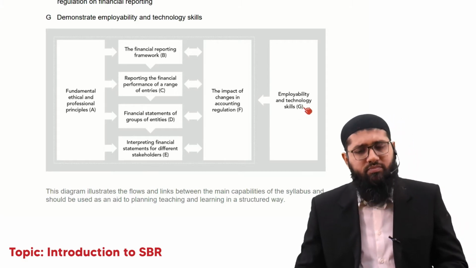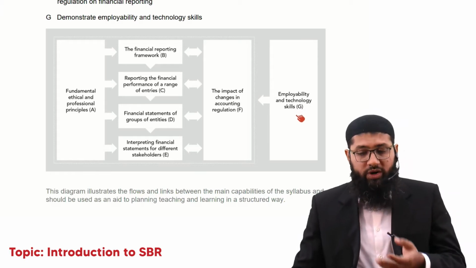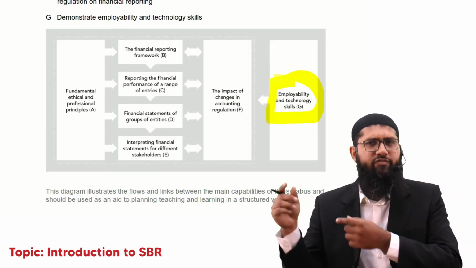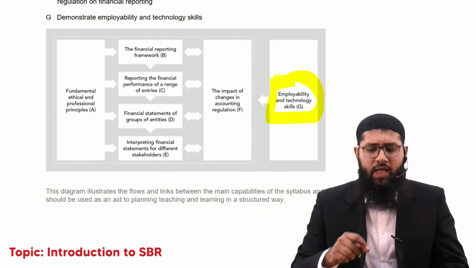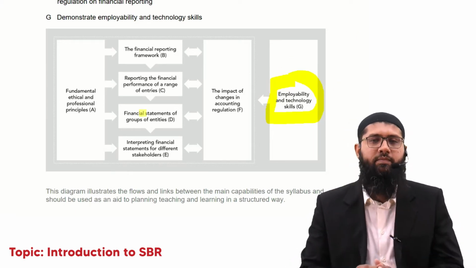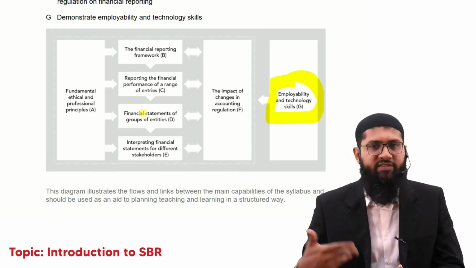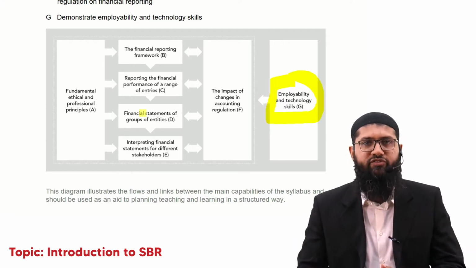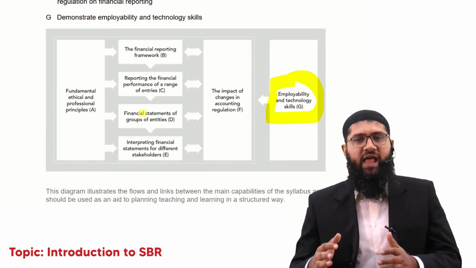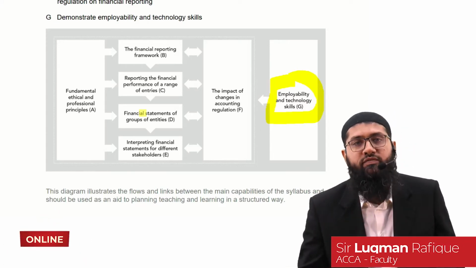Now, first of all, this section, section G, the employability and technology skills. What is this employability and technology skill? If you go through any of the syllabuses, starting from the applied skills paper of F5 up till the P7 level paper, you'd find this section included in every single paper. Now, what has ACCA done? ACCA, as a mission to ensure that the employment of their graduates increases, has made an aim that they would enhance the employability skills of their students.